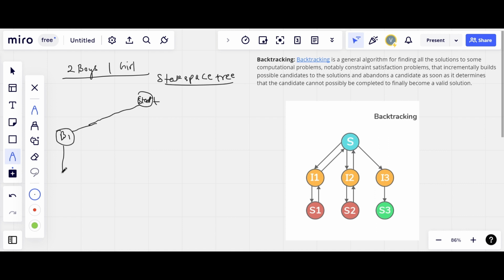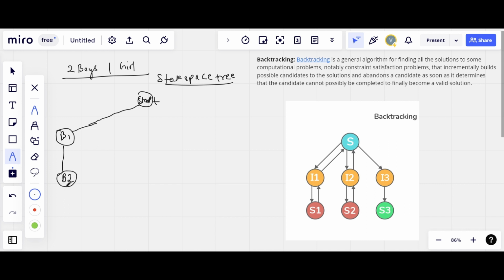Now from B1 we have another choice, that we can place either a girl or a boy. So let's place boy 2. It's also meeting the explicit constraint that the girl is not sitting between B1 and B2. So we are incrementally building the possible candidates. One path will give us one feasible solution, or may not, that we will see.